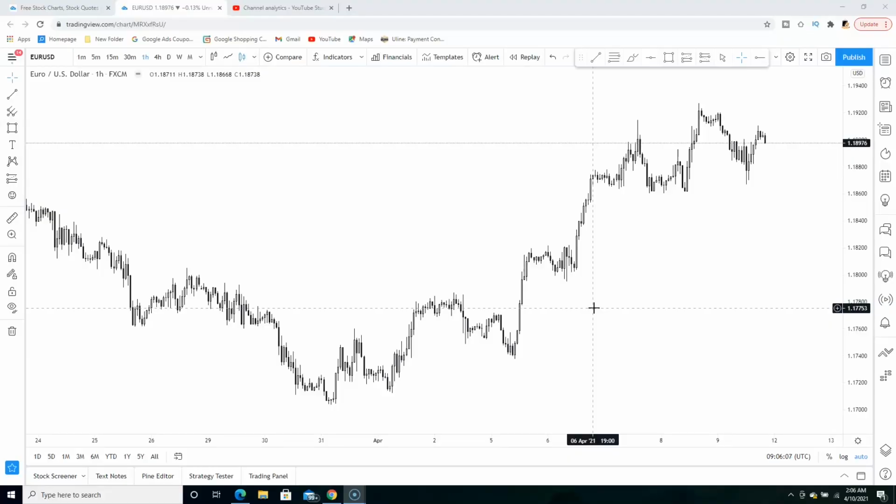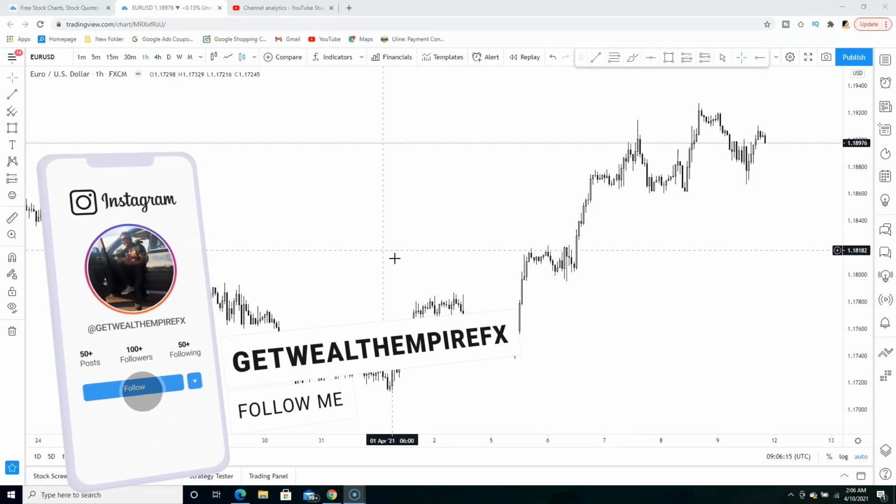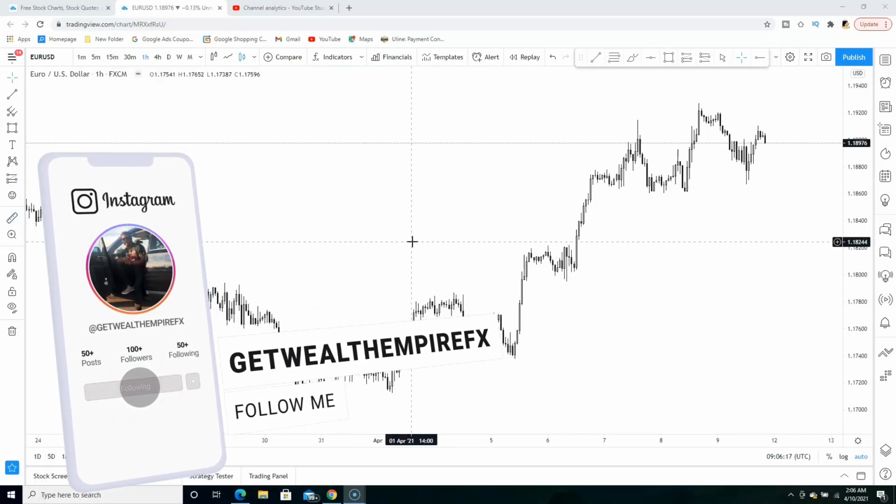Now without further ado, let's take a look at the charts. Alright guys, for this strategy we're going to be looking at Euro USD, and we're going to be looking at it on the 1 hour time frame.